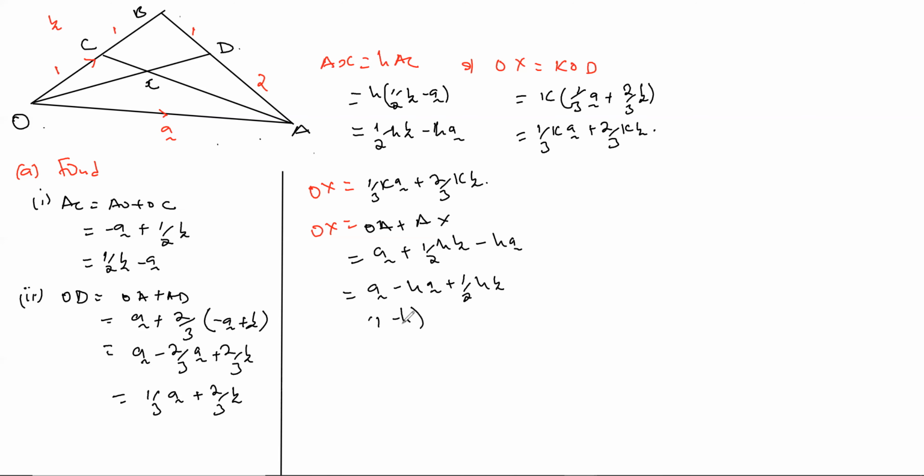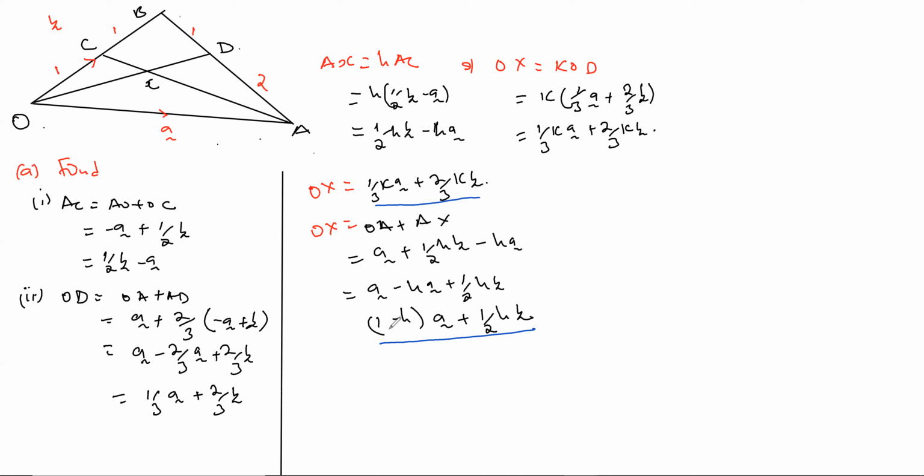You will end up with the 1 minus H vector A plus a half HB. We already did that. So looking at this question, we have found OX in two different ways, and they're clear here. The first one is this, and the next one is this. Once you have OX in two ways, now you can solve the question to find the respective values of H and K. Let's say, how do you solve?